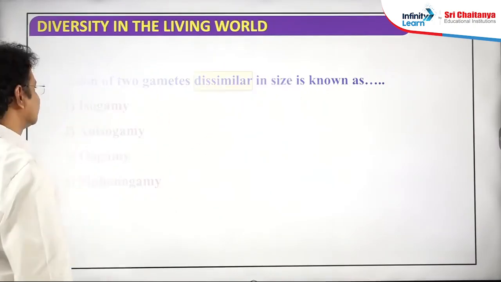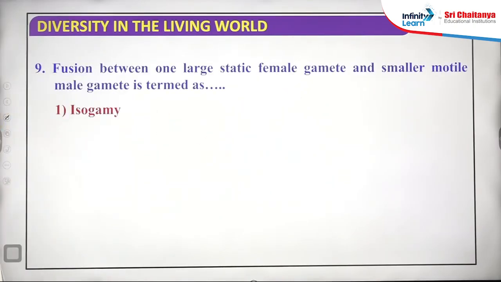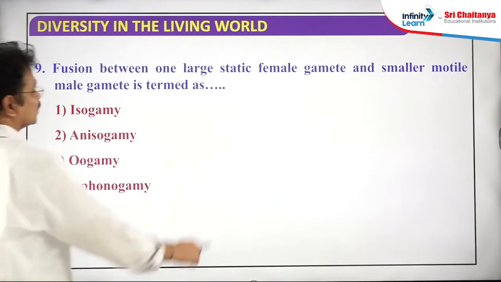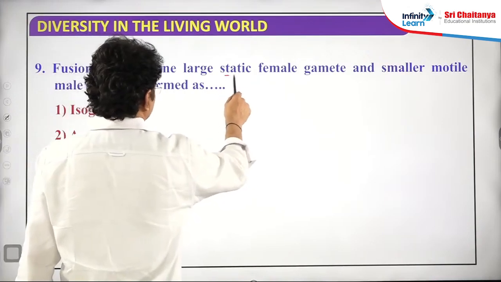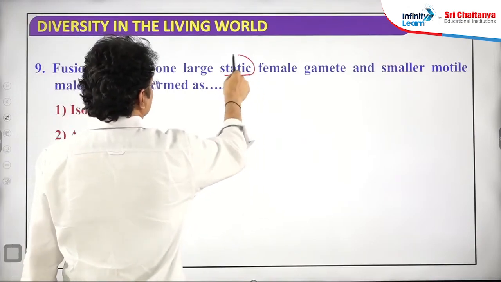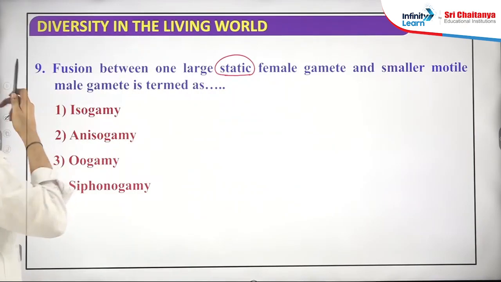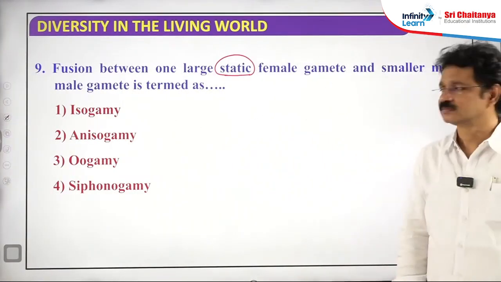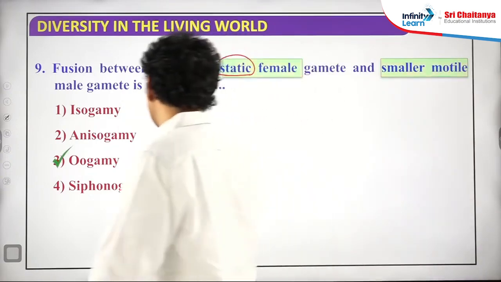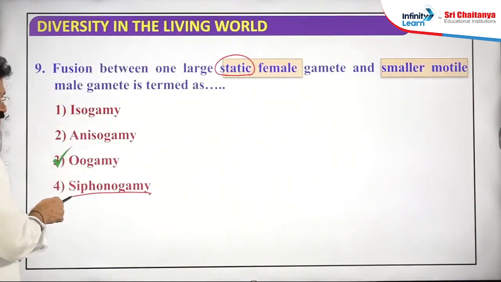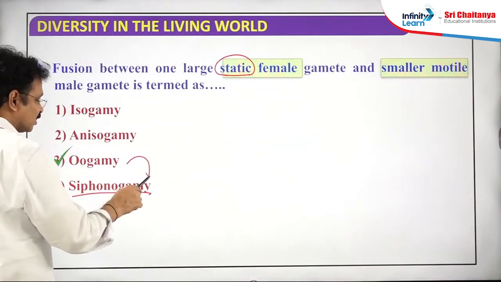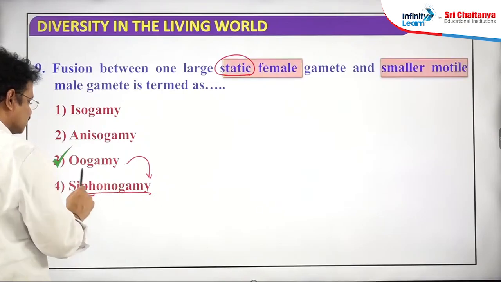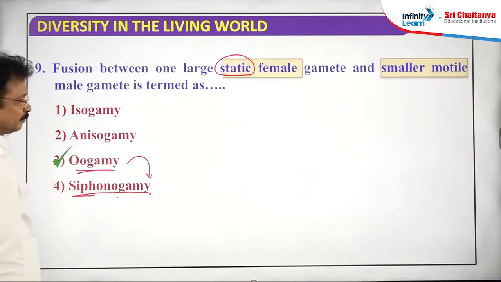Okay. Next, one more question. Fusion between one large static female gamete and a smaller motile male gamete is termed as. Static means stagnant, non-motile or stationary female gamete. Answer for this question: the female gamete is static. Good, oogamy. Here one more new term is there, siphonogamy. Siphonogamy is a kind of oogamy, a type of oogamy.